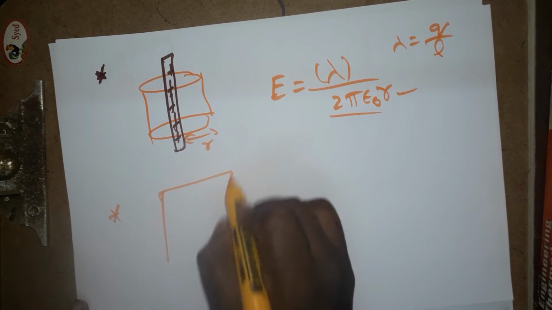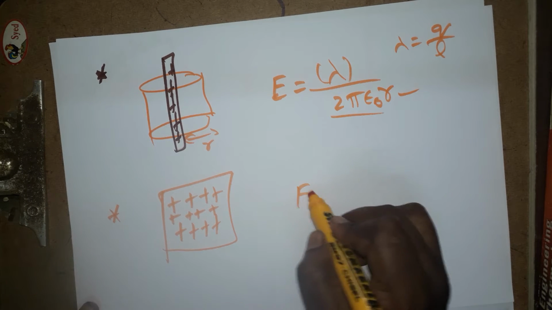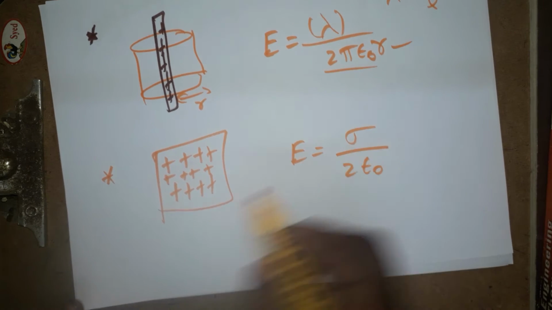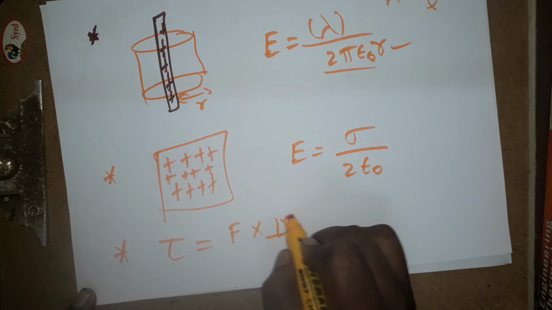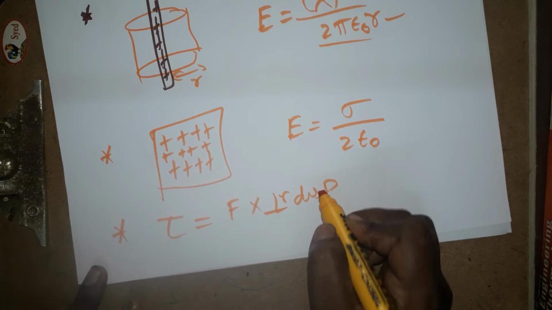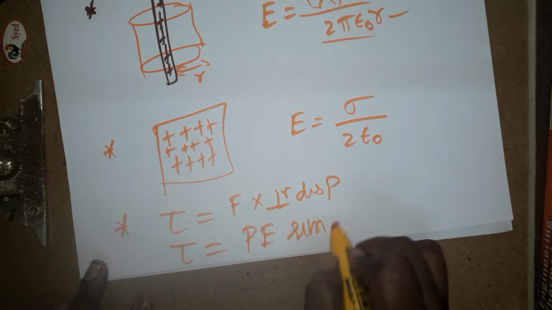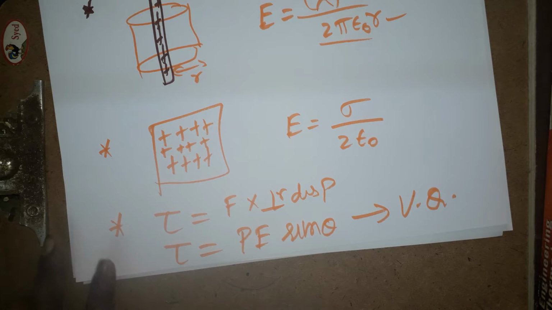Another one I have is the sheet. What is the electric field due to the sheet using Gauss law? It's a Gauss law application. So the electric field is equal to sigma by 2 epsilon naught. It's a very simple formula for the sheet. The other one: torque is equal to force into perpendicular distance. In the same way torque is equal to p sin theta we can write. Whenever you are getting sin theta, that is definitely going to be a vector quantity. You should keep that in mind.